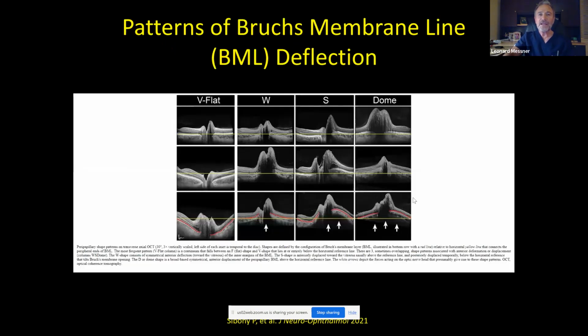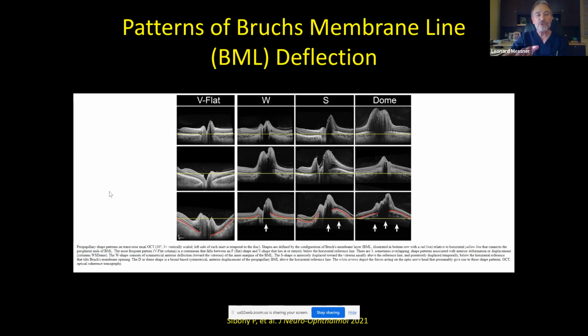So this is a photograph. These are pictures from a very useful paper that was published a couple of years ago in the Journal of Neuro-Ophthalmology by Pat Sibony and colleagues. And what you see here on the far left side, this column, is what the optic nerve is supposed to look like.